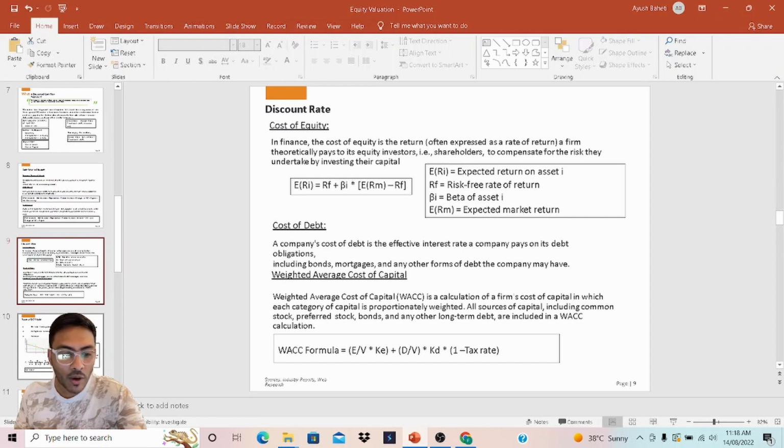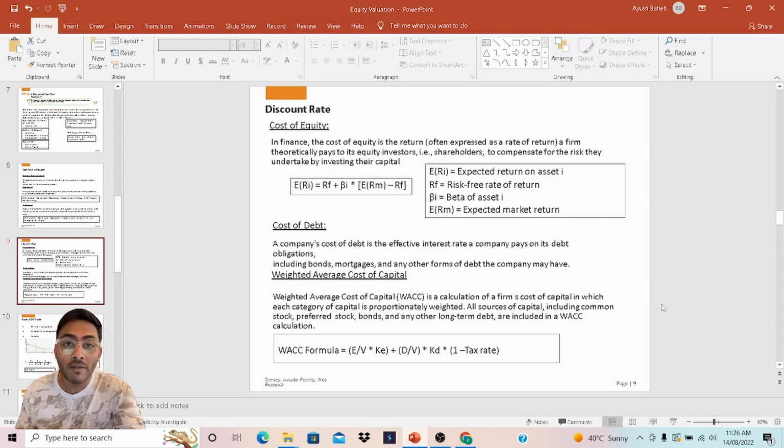Now, in terms of discount rate, we discussed that cost of equity is used to value the equity portion, and cost of capital is used to value the firm, which includes the equity plus the debt portion. To calculate the cost of equity, there are a lot of models available, such as bond yield plus risk premium, the Carhart 4-factor model, and the Fama-French 3-factor model.